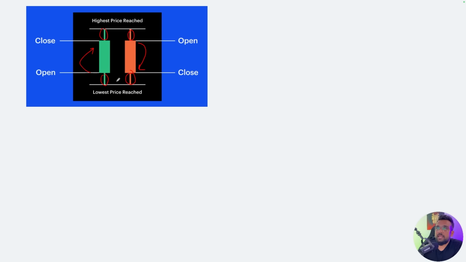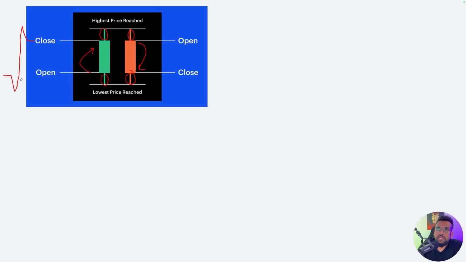Let's say, for example, for this one, it opened here and it went down. Every time it goes down, that's like the sellers trying to take over. Now buyers came along and pushed the price high, and then sellers came in a little bit and it closed here. This is how it would have gone. This is what the candlestick looks like if you zoom in a little bit.